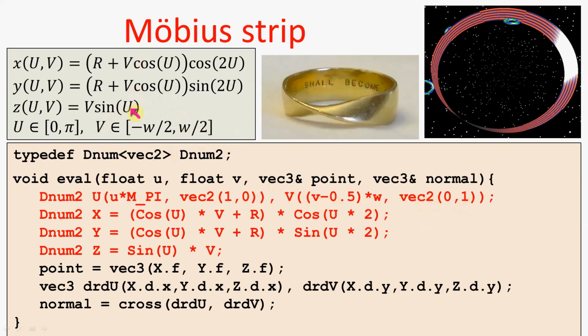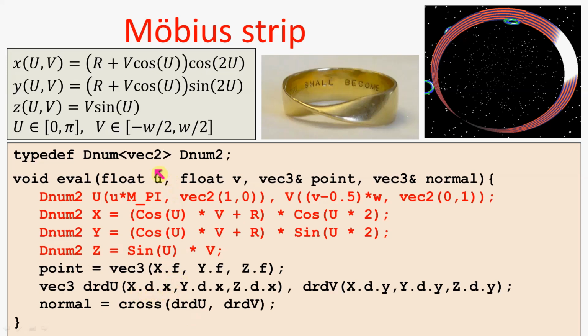The three formulae of the Möbius strip are just copied, and all parameters are evaluated for dual numbers, so the results will also be available in dual numbers. From a dual number we can fetch the value by referring to the F data member, and we can fetch the derivatives by referring to the D data member.